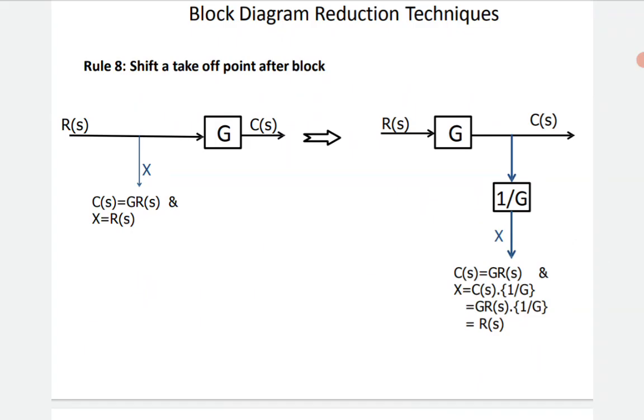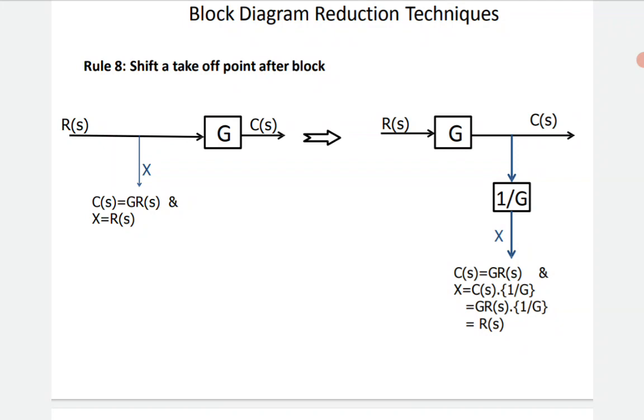Now rule 8, shift a takeoff point after the block. Here the takeoff point is available at the input stage where R of S is there and X is also R of S, and the block G gives C of S. So X is equal to R of S, and C of S is equal to G into R of S. So when I am shifting the takeoff point after the block, then it will be R of S, G will be there. Then after the takeoff point I need to introduce a 1 by G block, in accordance with the external output X that is generated.